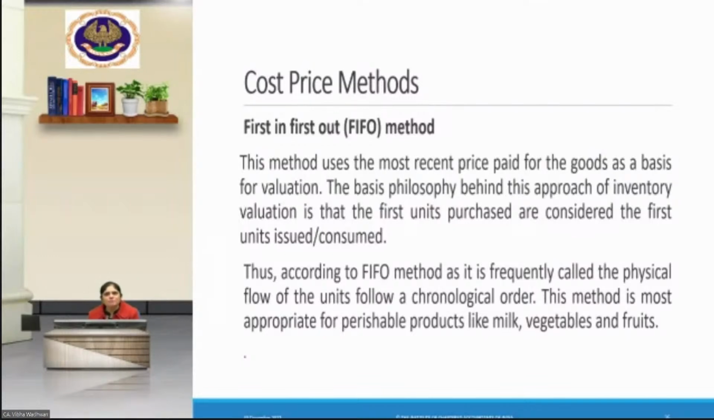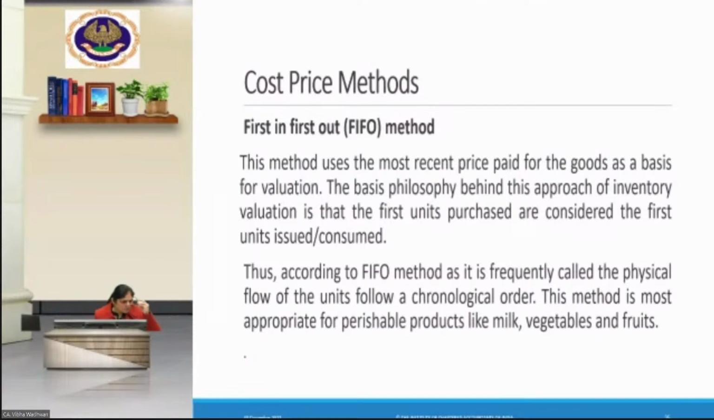And the latest purchase, that is the milk packet you have purchased today, let us say you have not used it. So this will be left with you as stock. And today's purchase price is the latest purchase price. So stock is valued at the latest purchase price and issues are made at the oldest prices. All right. So that is the whole idea about the FIFO.